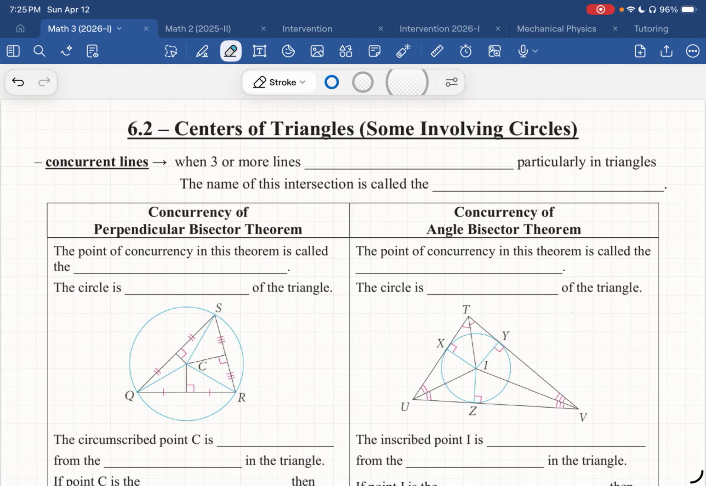Hello guys, welcome to this lesson, which is lesson 6.2. It's about centers of triangles, most of them involving circles.